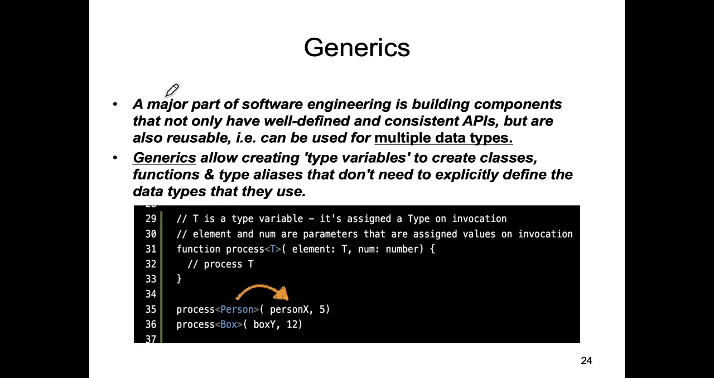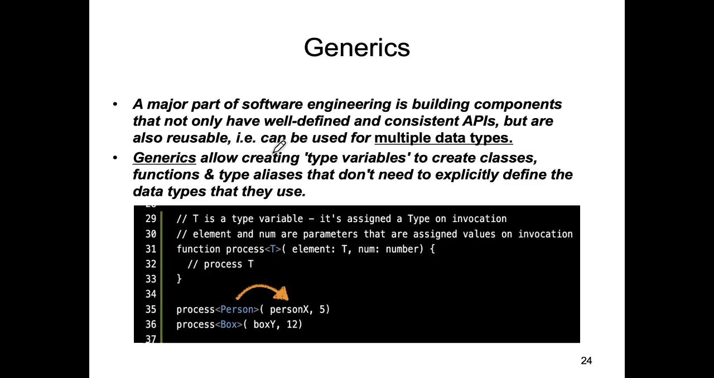So just to read a sentence, okay, a major part of software engineering is building components that do not only have well-defined interfaces, but are also reusable. They can be used for multiple data types.